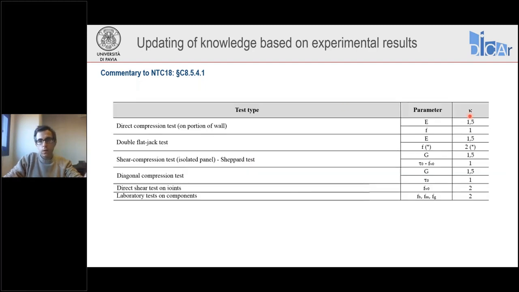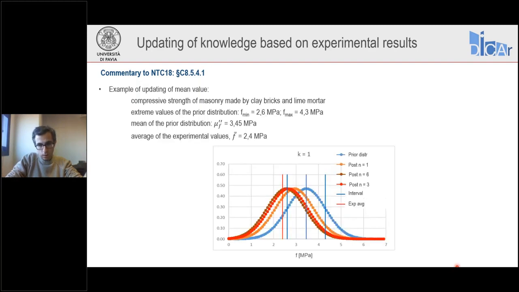Well, in this table you can see the values of the k parameter depending on the typology of test that you are performing, and also depending on the parameter that you are measuring. Now here I would like to show you an example of this updating technique. Let's imagine that we want to update the compressive strength of masonry. We have information coming from the interval of variation of this property. In this figure, the interval of variation of the table is represented by these two vertical blue lines. So these are the extremes of the interval, whereas the mean of the interval, or the central value of the interval, is this one.